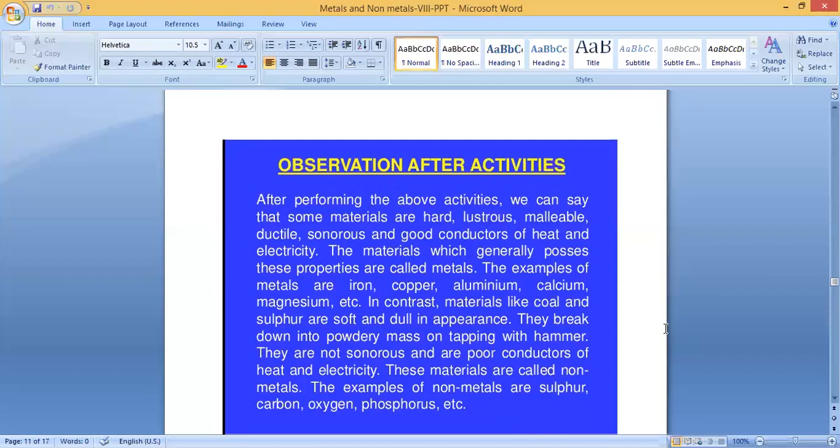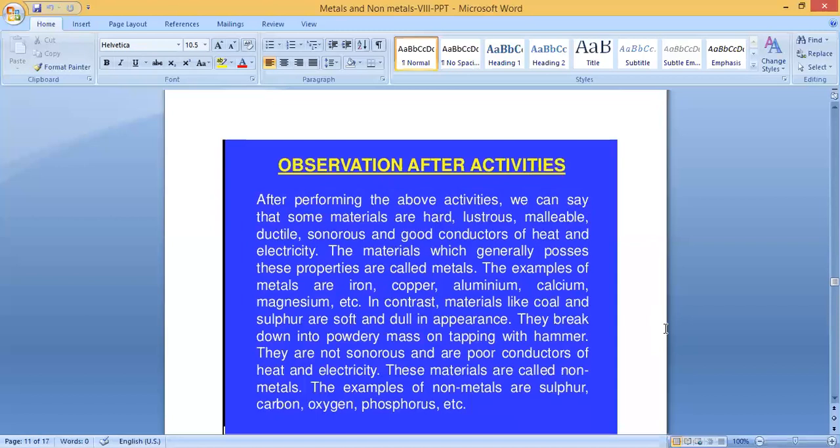So what are the properties of metals? Hardness, lustrous, malleable, ductile, sonorous, and good conductors of heat and electricity. These materials are known as metals. Examples of metals are iron, copper, aluminum, calcium, magnesium, etc. In contrast, now we are going to see what non-metals are.